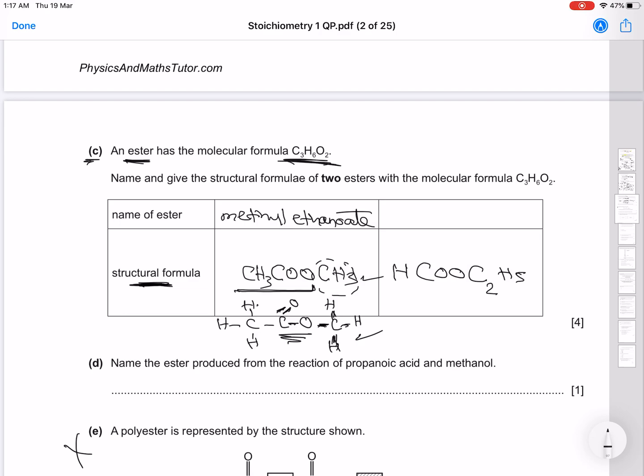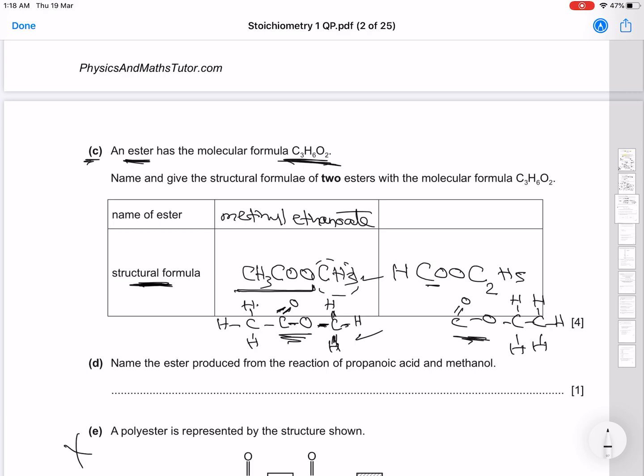How would I know? If that's hard for you to guess, just simply draw your displayed formula. Let's assume that I don't know what the structural formula is. Let's try the displayed formula. C double bond O, which is this one, O, that's the ester bond. And then I have C2H5, that's a carbon, another carbon. Let's just distribute the hydrogen. I'll have 1 here, 1 here, 1, 2, 3, 1, 2, 3, 4, 5. That's right, so it's C2H5.